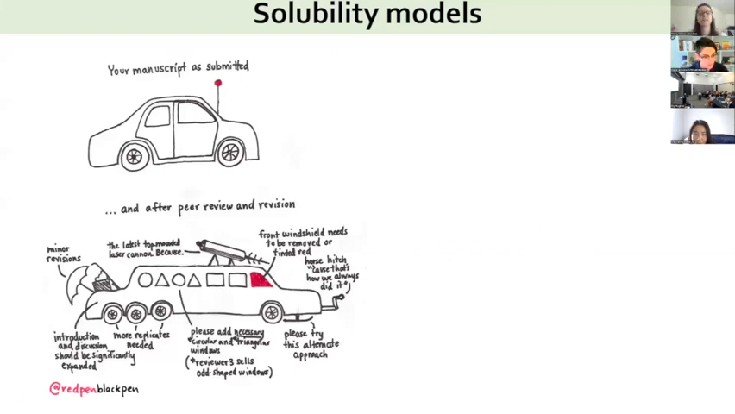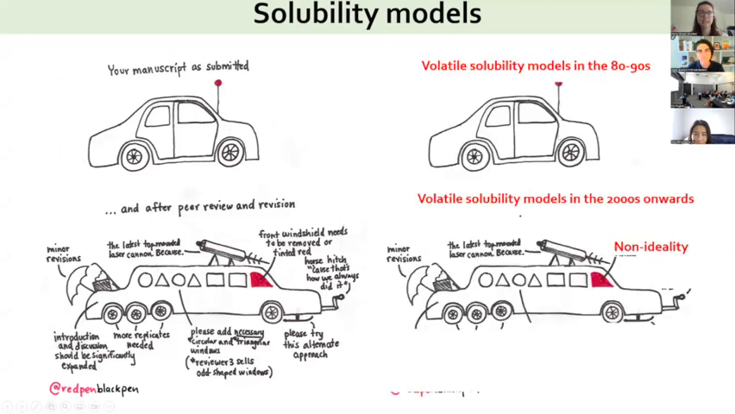Okay, so I'm going to talk a little bit about the history of the models that we included in VESIcal. You can think of the evolution of volatile solubility modeling a bit like this manuscript before and after peer review. In the 80s and 90s, you had a relatively simple model. And then from the 2000s onwards, these models have got much more complicated.